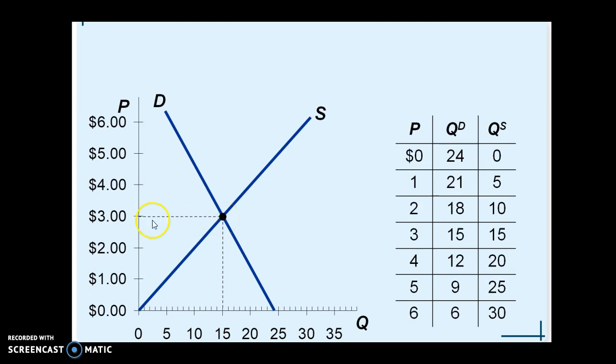In this case, it's the price of $3 that puts the buyers and the sellers on the same page. So at $3, if you come over here, you hit the demand curve, you come down. Consumers want to purchase 15. Over here at $3, again, you hit the supply curve, you come down, sellers want to make 15. So this price of $3 is the only price in the marketplace where buyers and sellers can get what they want. Both of them can: buyers can buy 15 and sellers can make 15.